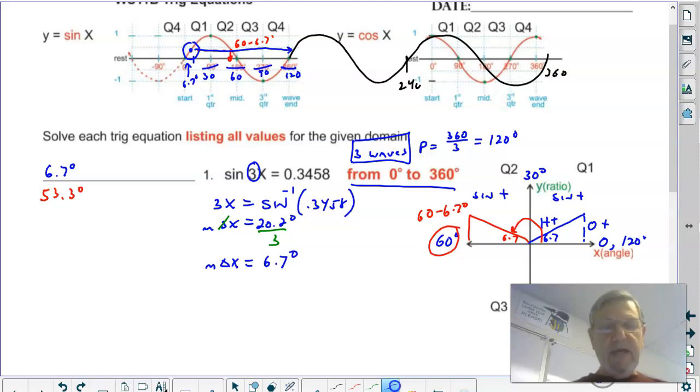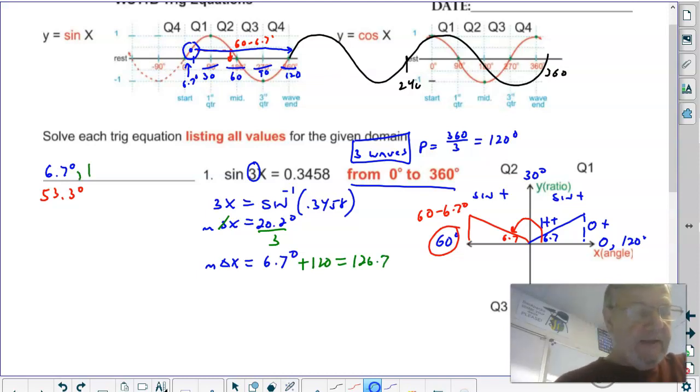How many degrees is that? That's the 6.7 plus 120. So let me use some green here. I'm just going to add 120 to this, and now I'm up to 126.7. That's a second value due to the second wave of the three waves within the 0 to 360. So that was right there.